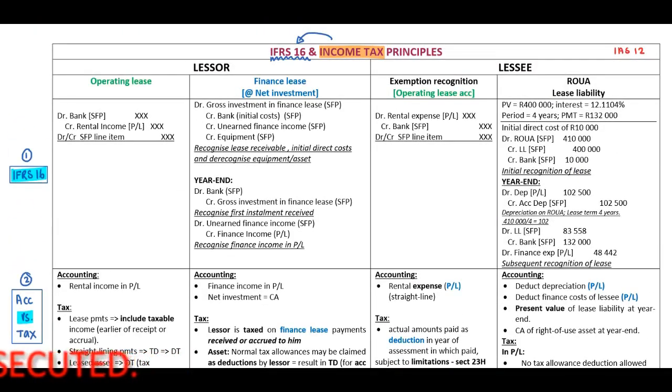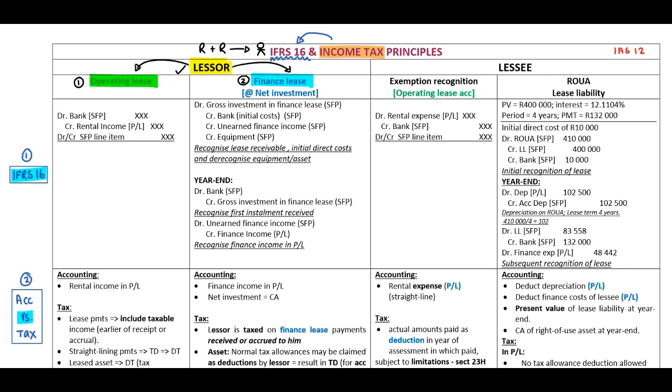Once we have identified that a contract is a lease as per IFRS 16, the standard indicates to us that in the records of our lessor, we need to identify if that lease is an operating lease or finance lease. We need to look at the risks and rewards. If your risks and rewards transfer to your lessee, we need to recognize a finance lease. If the risks and rewards remain with your lessor, we need to recognize an operating lease.